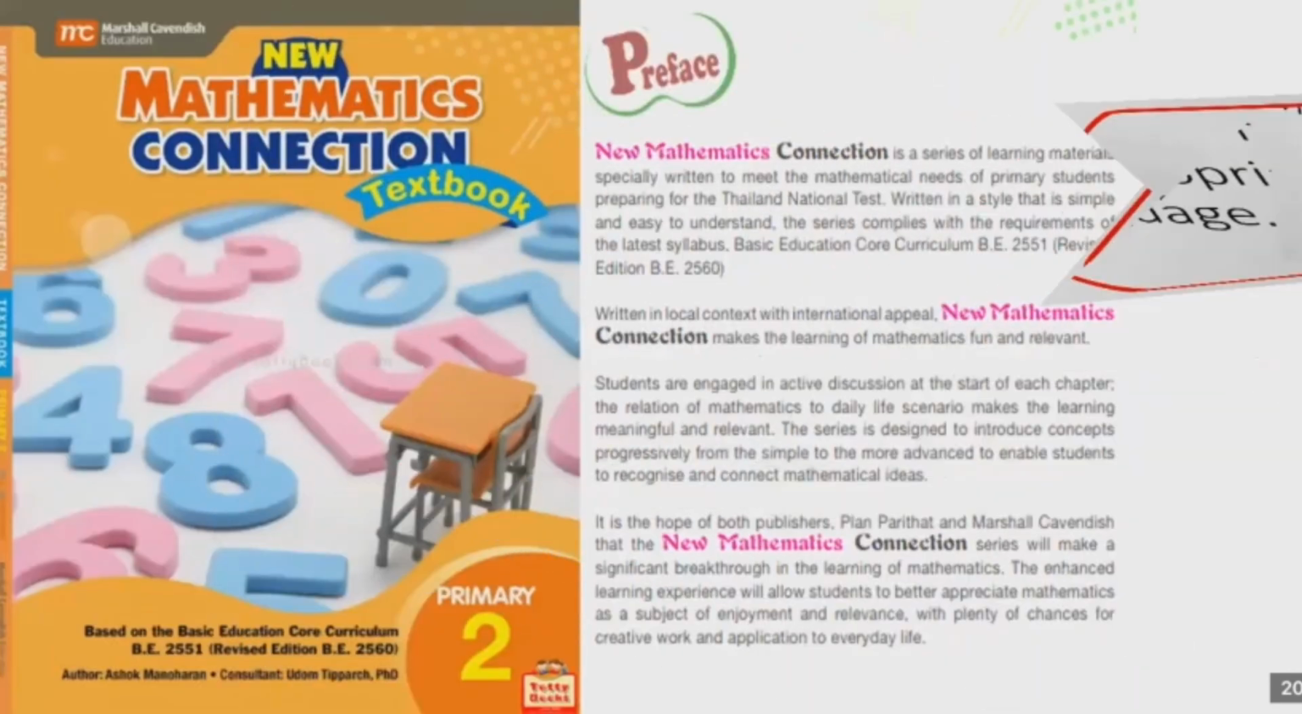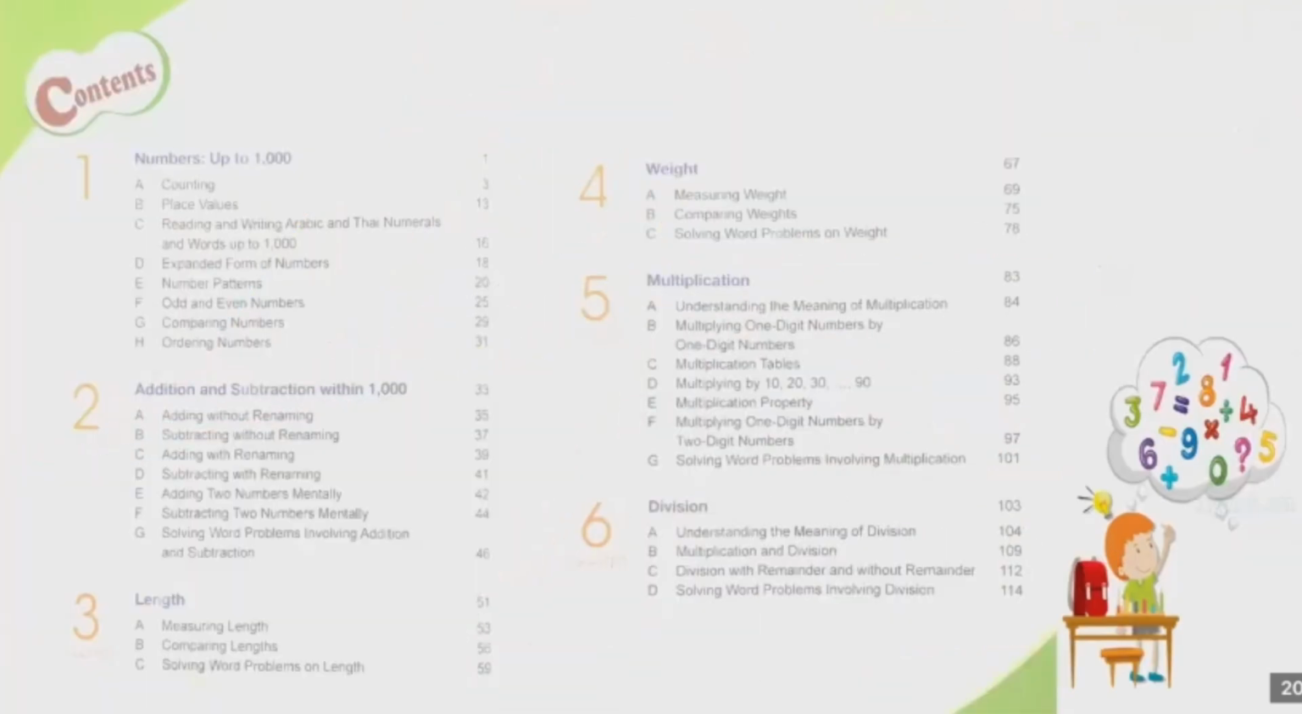So this is the book that we'll be using for this year because you are now in primary two. Let's say you are in grade two. This book is named New Mathematics Connection for grade two. Now this book has 11 chapters, and in chapter one, we have numbers up to 1000. Okay, numbers up to 1000.